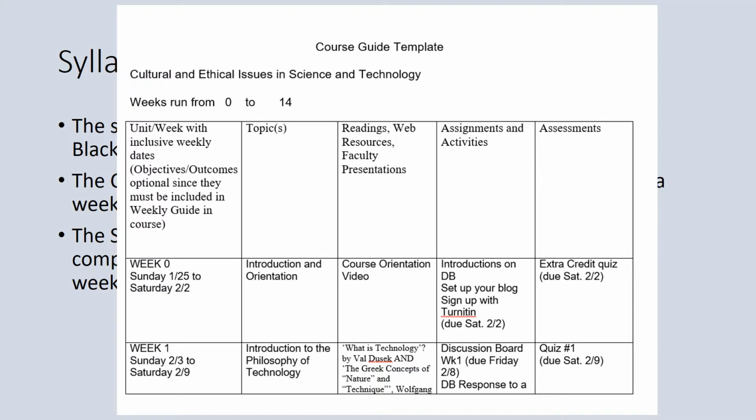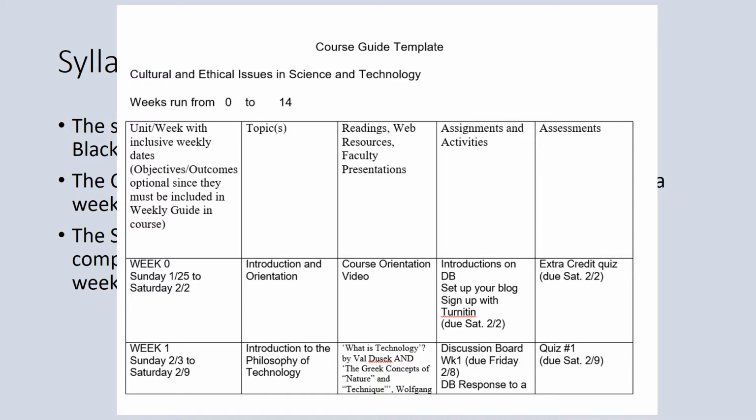As you'll see, there are columns for the unit or the week. So we go from week 0 to week 1 all the way through to week 14, so including week 0, a 15-week course. The topics, so what are we focusing on that week? And the readings, so what are the readings for that week? What material do you have to get through and assimilate? And then, of course, assignments and activities.